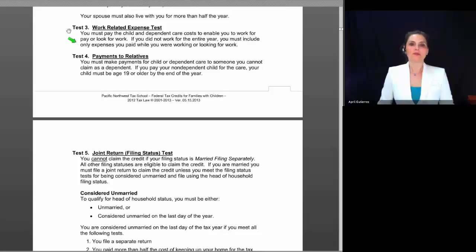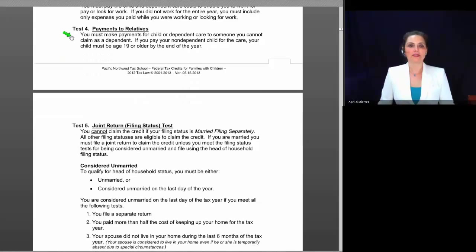Test number three, work-related expense test. You must pay the child and dependent care costs to enable you to work for pay or to look for work. If you did not work for the entire year, you must include only expenses you paid while you were working or looking for work.